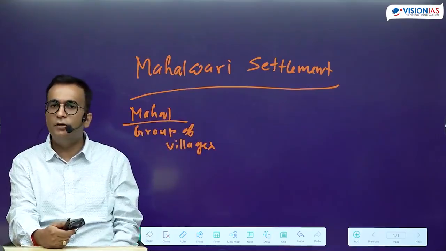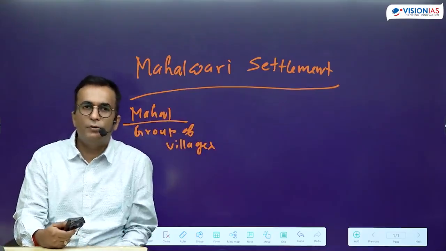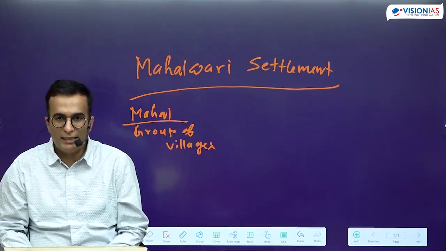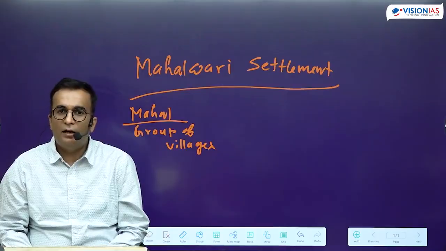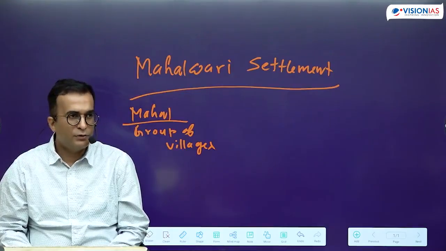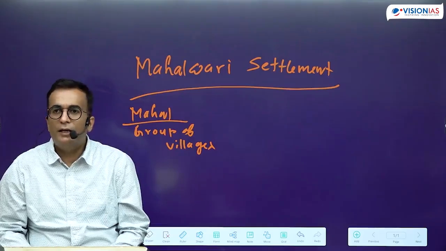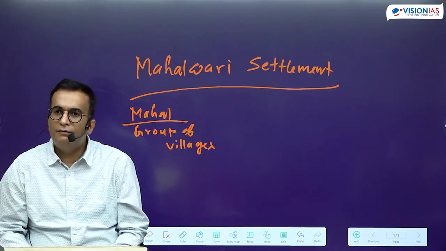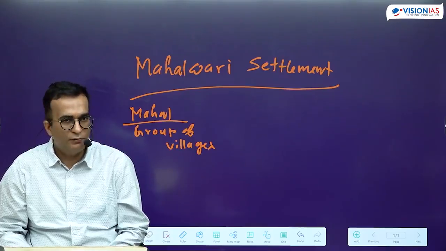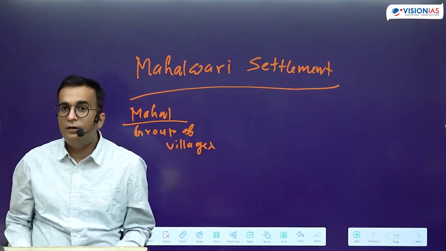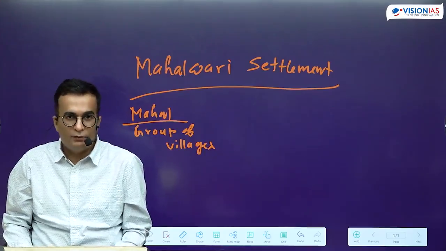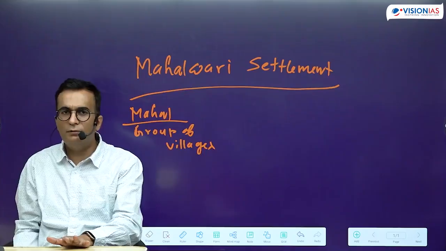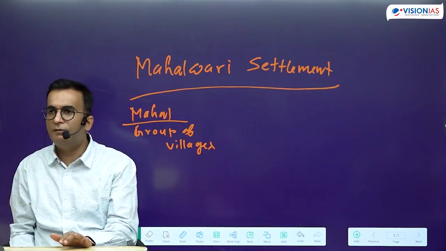Now first of all, who introduced it? Let's talk about that first. Originally in 1819 it was introduced by Holt Mackenzie in the western UP part. Then in 1822 Martin Bird further extended it to the rest of North India. It covered nearly 30% of the area of British India. So this is the introduction part. Let's come to the provisions of the Mahalwari settlement.